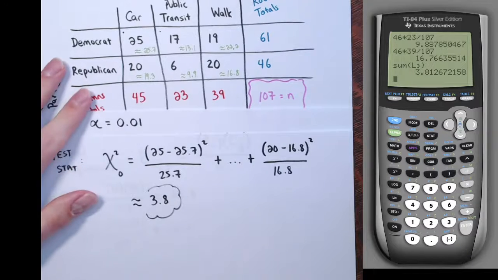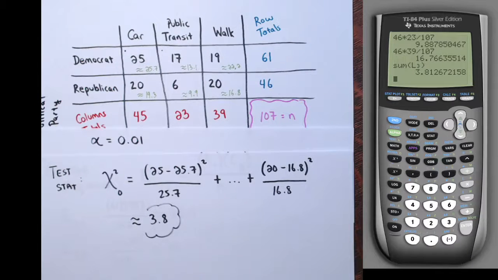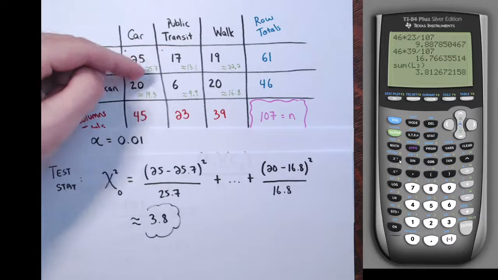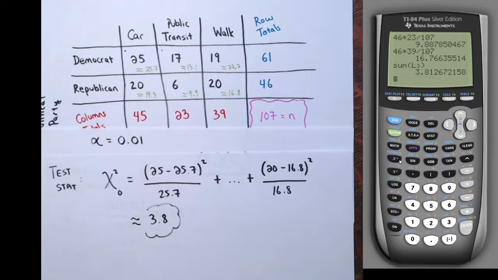Another way to do this with your calculator, a quicker way, is to make a matrix of your observed values. Again, we have 2 rows, 3 columns of these observed values. So I go to that matrix menu above the x to the minus 1 button. I go over to edit, hit enter on whatever matrix you want. I'll just do matrix A here. And then this is rows by columns. I said there were 2 rows, 3 columns.